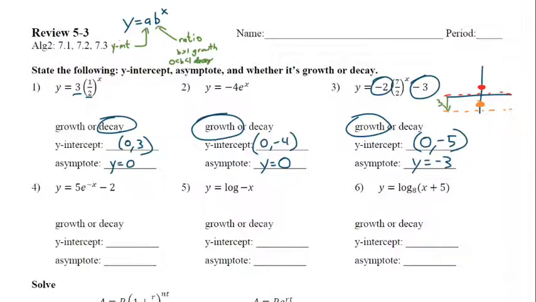So number 4, that tripped you up. Try again on number 4. Try fixing number 4 before you move on. Growth or decay. Again, we have an e. So it's growth unless that thing is negative, which it is. So in this case, it's decay. Your y-intercept, your a value is 5, but we have to subtract 2, so it's at 3. And your asymptote is at y equals -3.